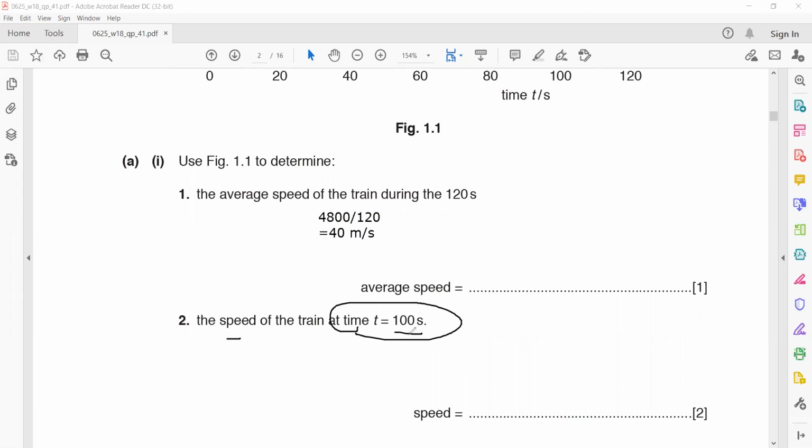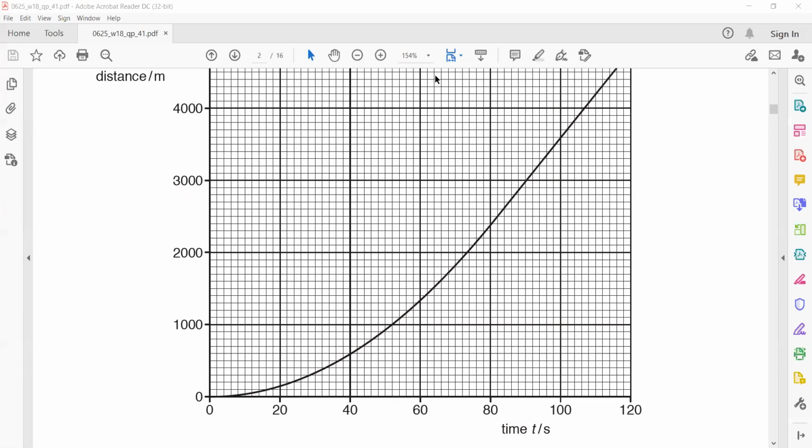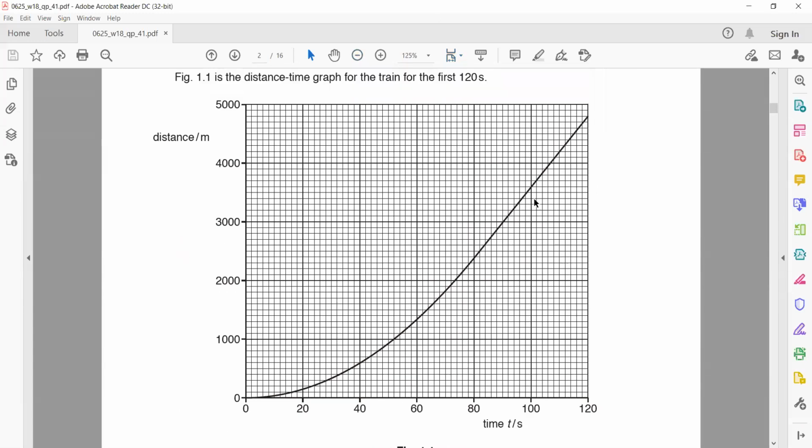The next part they're asking, the speed of the train when time is equal to 100 seconds. So we need the actual speed, the speed at this moment. So what we will do, we'll draw a tangent. We first mark a point where the time is equal to 100. This part is a straight line. So using the formula for gradient, y2 minus y1 over x2 minus x1, we can find the gradient or the slope, and the slope here will give us the actual speed.